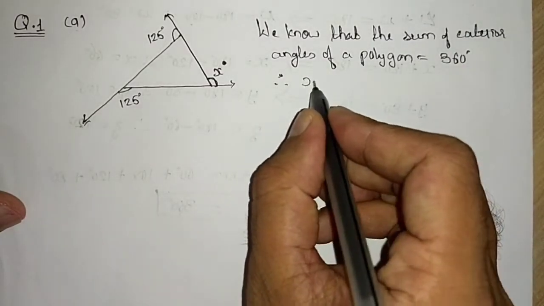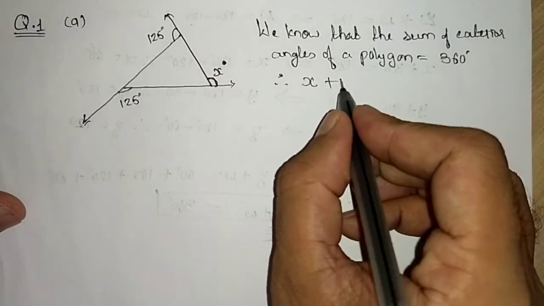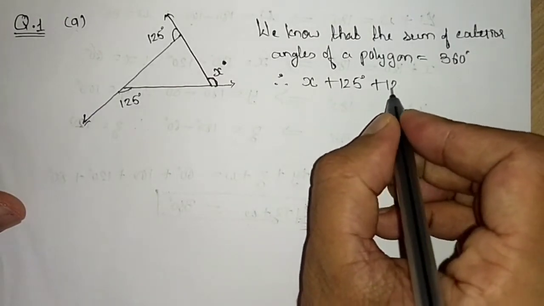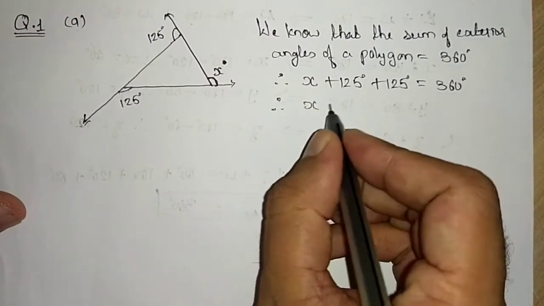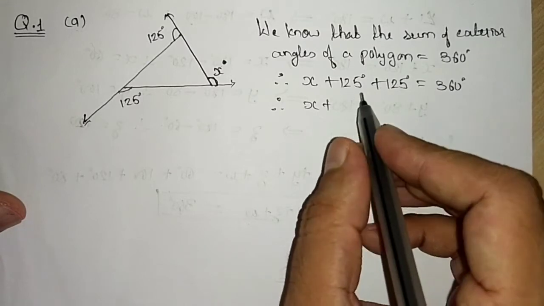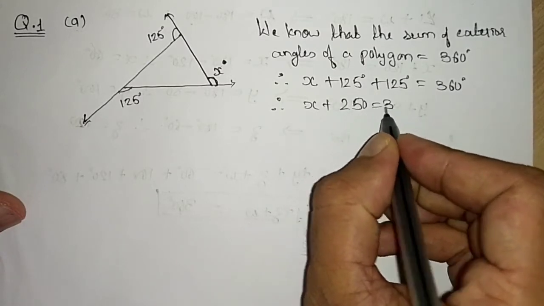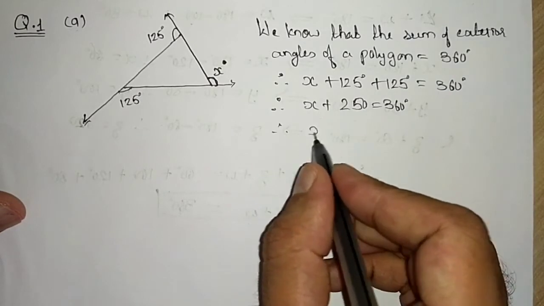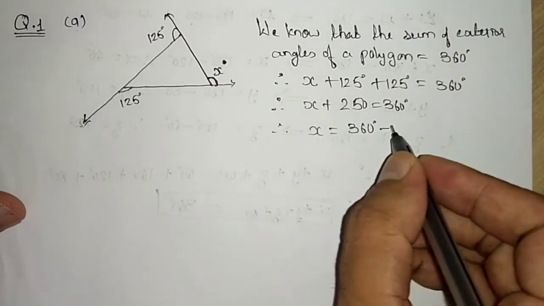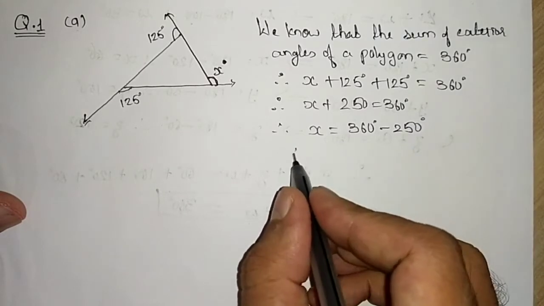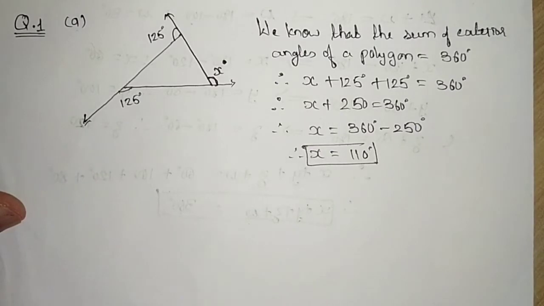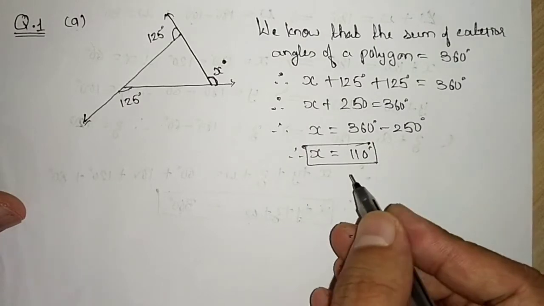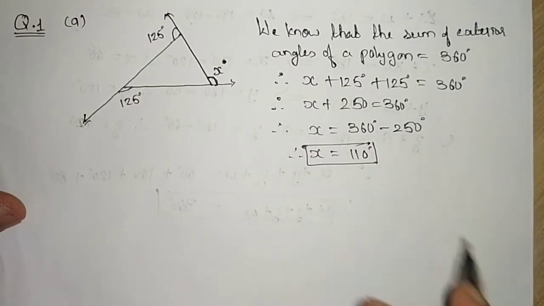Therefore, x plus 125 degree plus 125 degree is equal to 360 degree. Therefore, x plus 250 is equal to 360 degree. Therefore, x is equal to 360 degree minus 250 degree. Therefore, x is equal to 110 degree. It was easy, right? They wanted from us the value of x and we have given it.